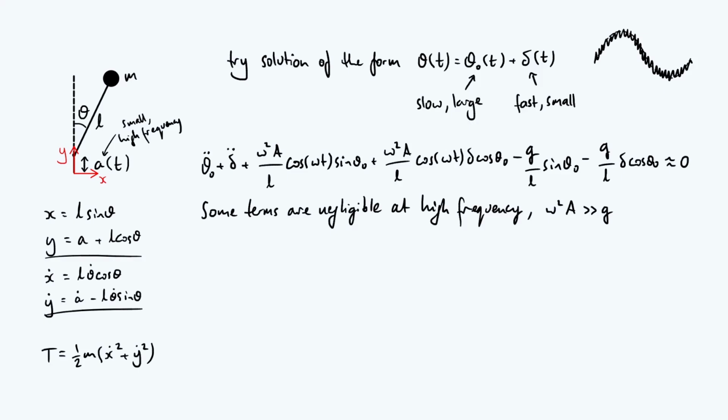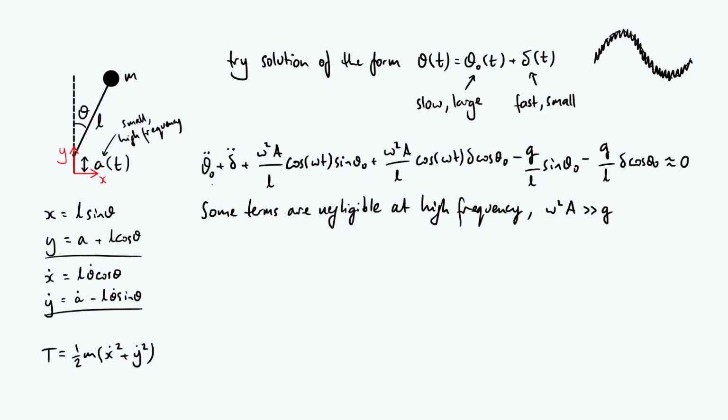So let's go back to our big equation of motion and look at it term by term and figure out which terms we are going to ignore and which terms would not be valid to ignore. As a starting point, let's think about theta naught double dot compared with delta double dot. Can we ignore either of those?